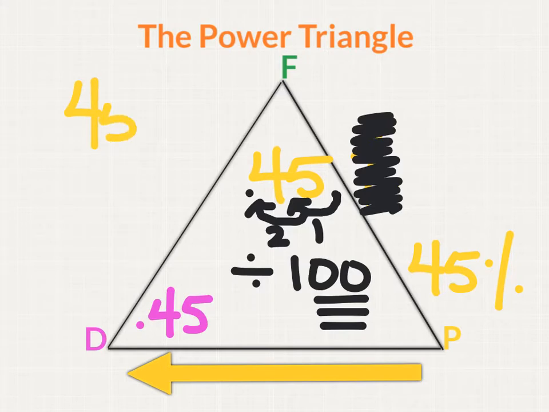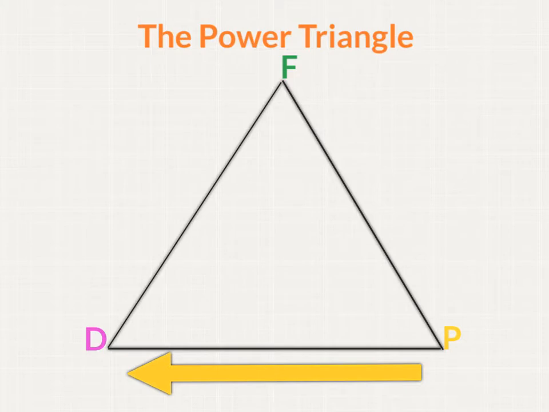45% is equivalent to the decimal 0.45 or 45/100. Let's take a look at a few more examples.